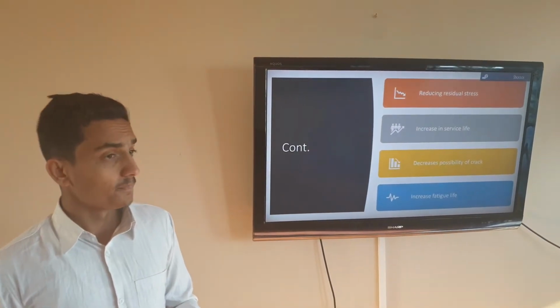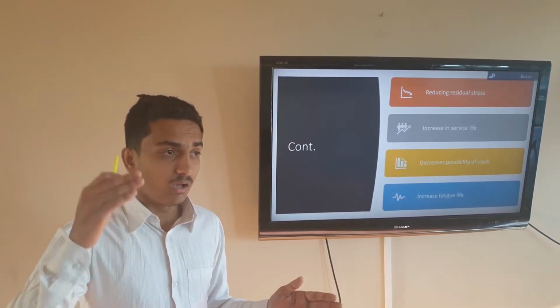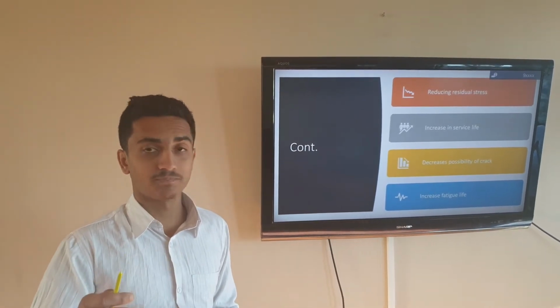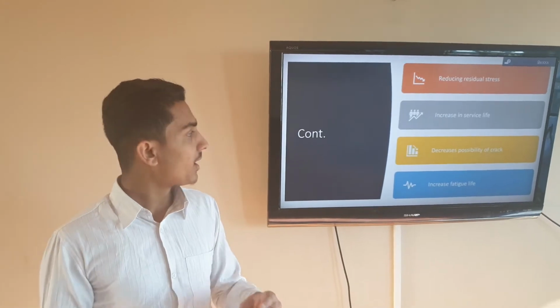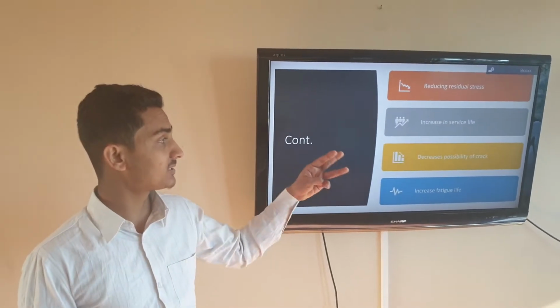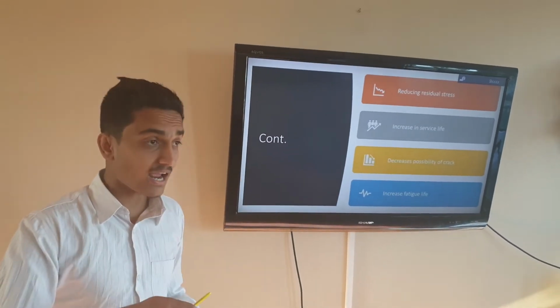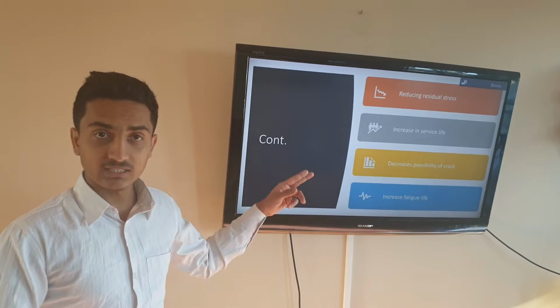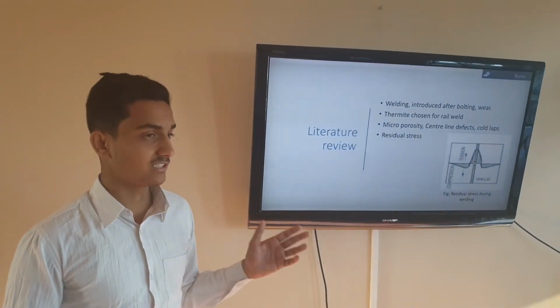Now, what happens due to the reduction in residual stress? If the tensile residual stress is reduced, we can have mainly three advantages. First, it increases the service life, as is shown in the figure. It decreases the possibility of cracks in the rail weld, and it increases the fatigue life. Now, let us move to the literature review.